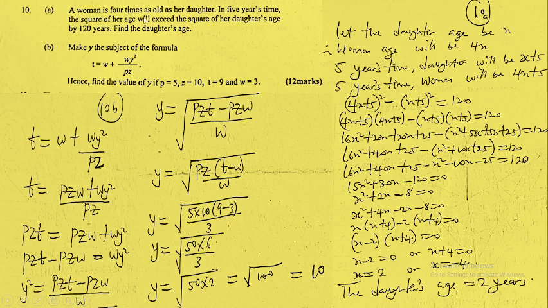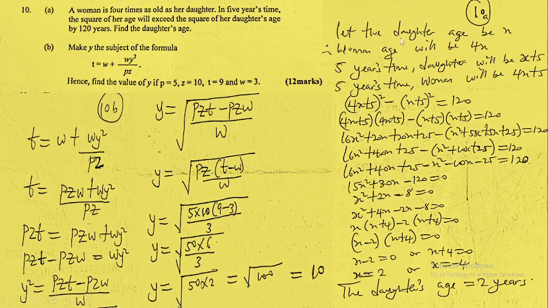A woman is 4 times as old as her daughter. So that means there's a relationship between the age of the woman and that of her daughter. The woman's age is 4 times that of her daughter. We don't know the age of the woman, and we don't know the age of the daughter. If we know the age of the daughter, we'll know the age of the woman.